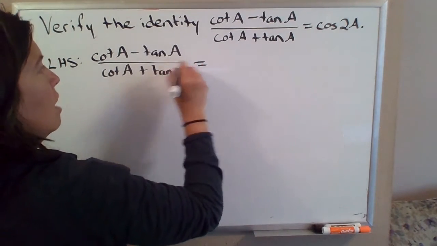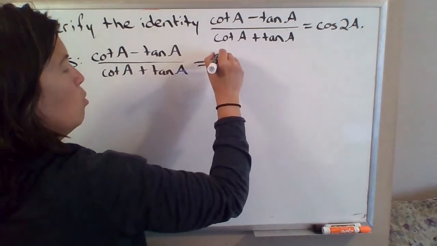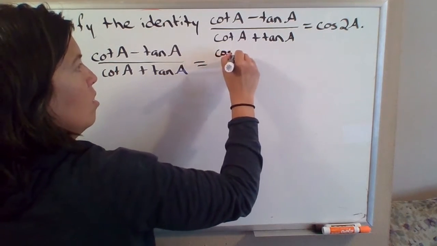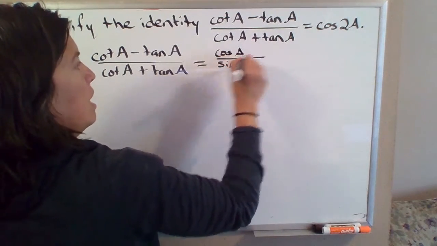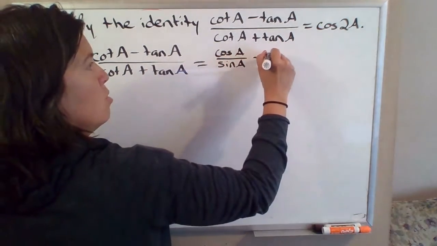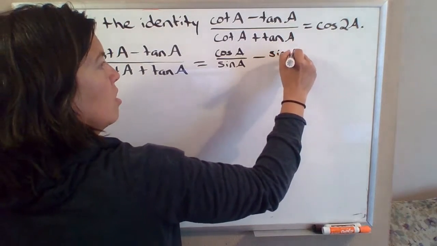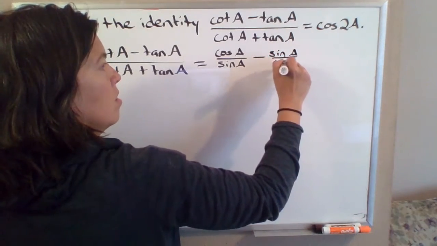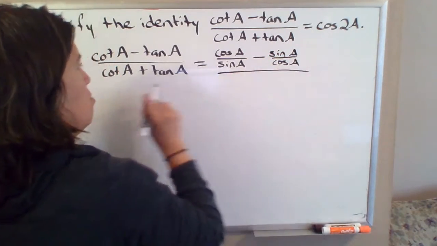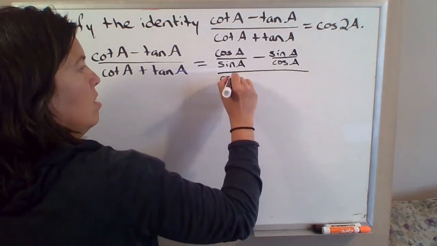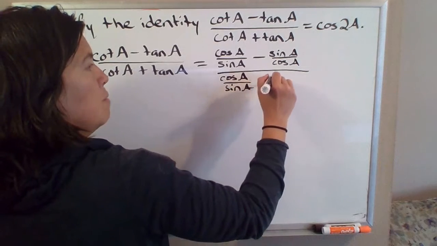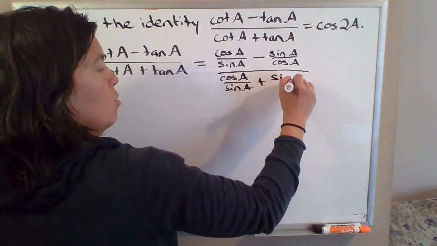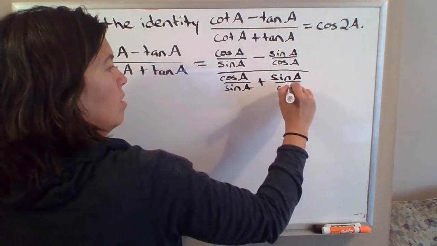Use the fact that cotangent is equal to cosine over sine, minus tangent is equal to sine over cosine. Divided by cotangent, so again, cosine A over sine A. This time it's plus tangent, which is sine over cosine.